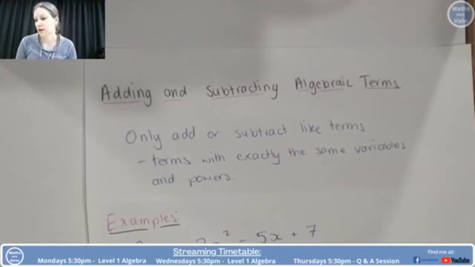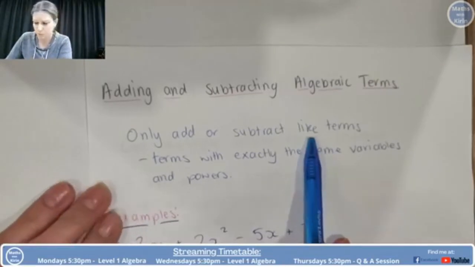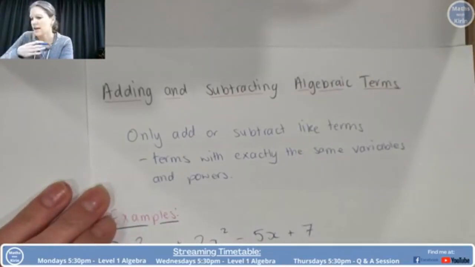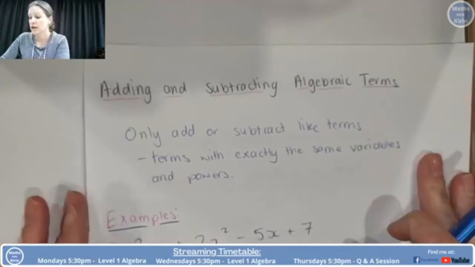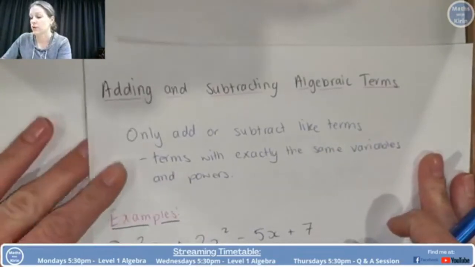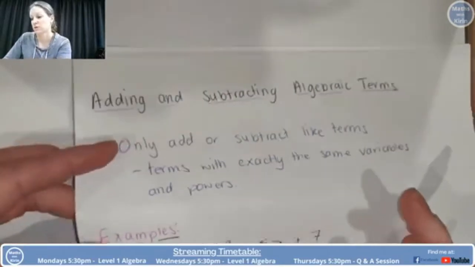Okay, so the first thing we're going to look at is adding and subtracting algebraic terms. In algebra, if we want to add or subtract terms, we can only do that with what we call like terms. These are terms that have exactly the same variables, and the variables have to have the same powers. I'll go through a couple of examples to help spell that out, but it's really important to remember when we're adding and subtracting: we can only add and subtract like terms.